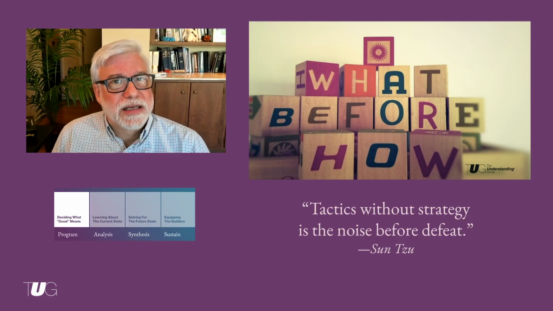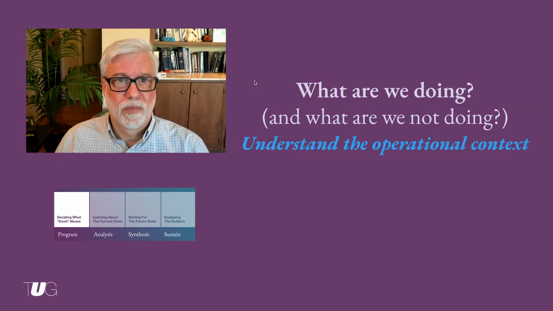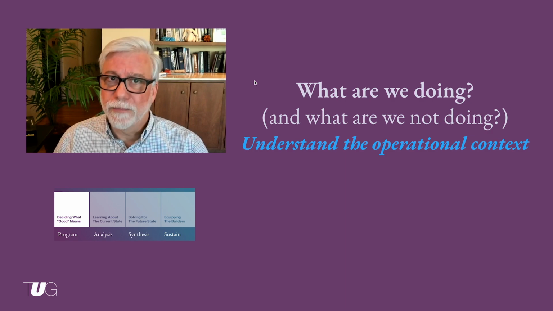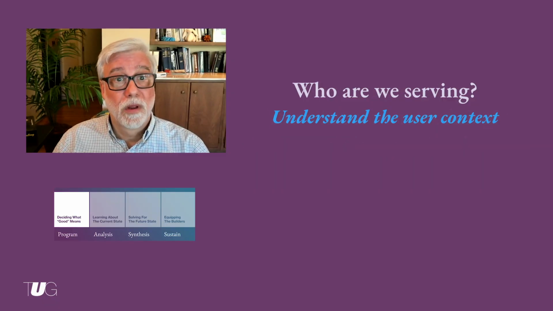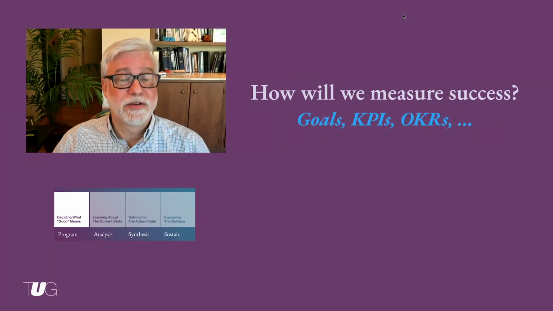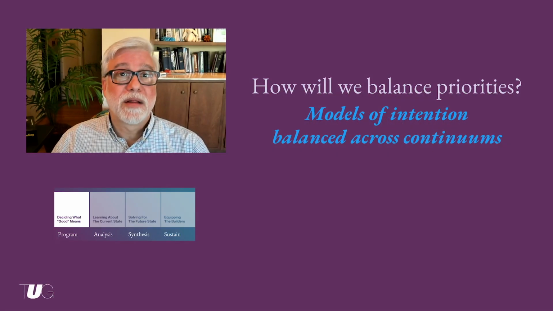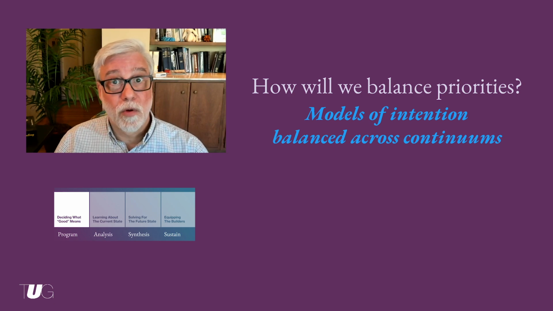The program for the digital place answers 5 questions. Why are we doing this? What's the business context? What are we doing and what are we not doing? The operational context of the organization. Who are we serving? What's the context in which this is all being used? And how will we measure success, whether we use KPIs or OKRs or goals or what have you? And then how will we balance trade-offs and tensions? We'll talk a little bit about some models that we use to help establish this important way of getting more nuance and detail about what we're doing.